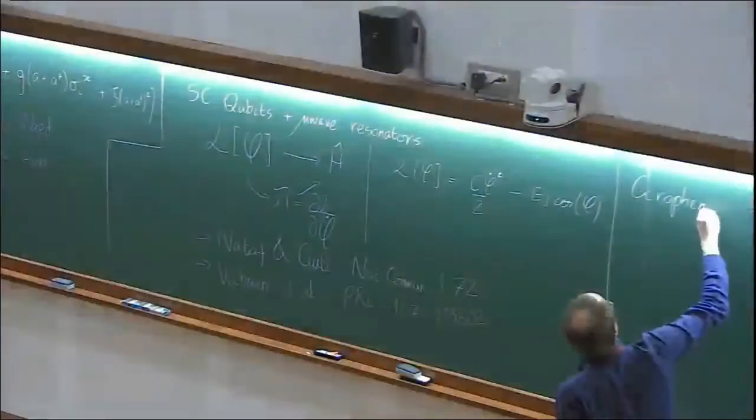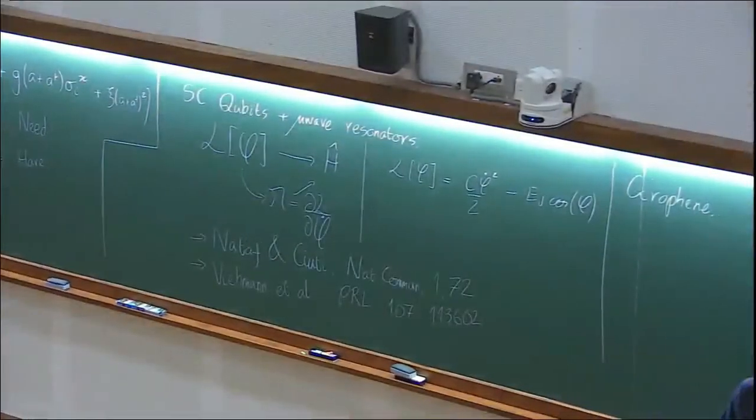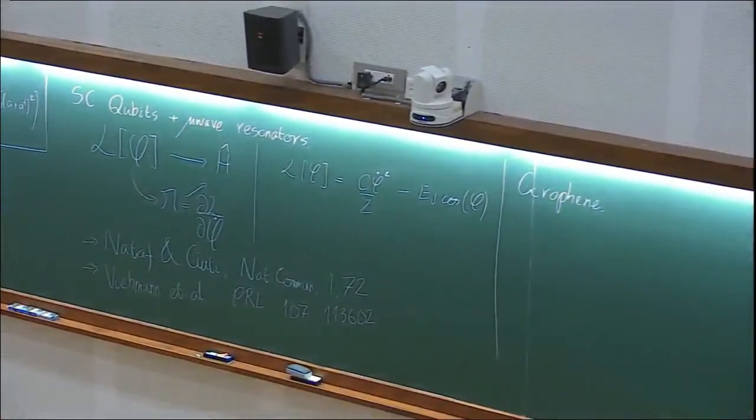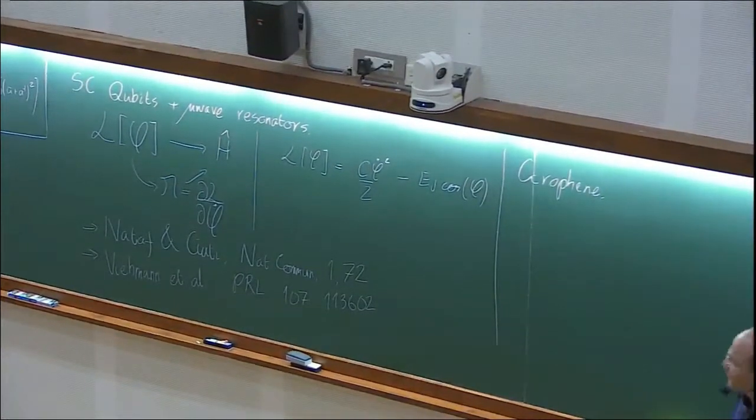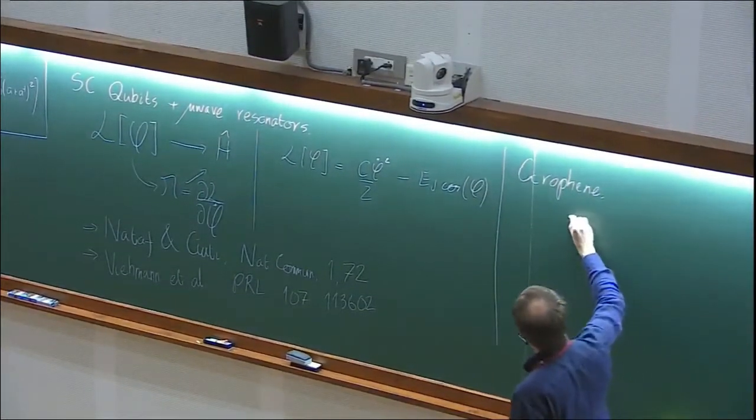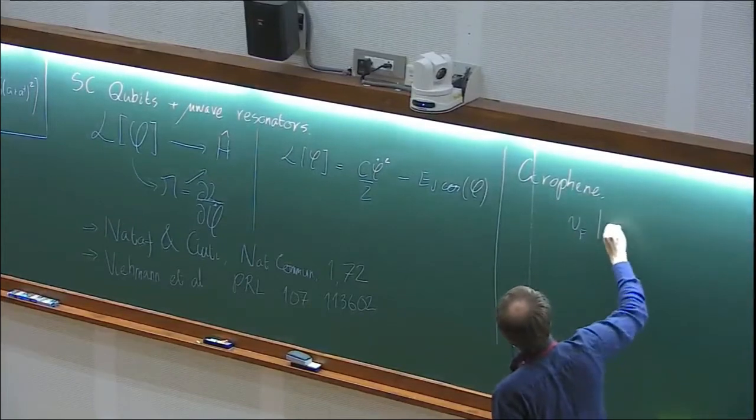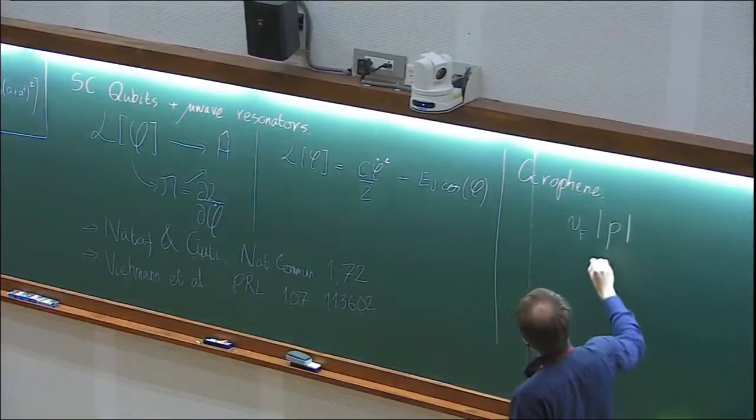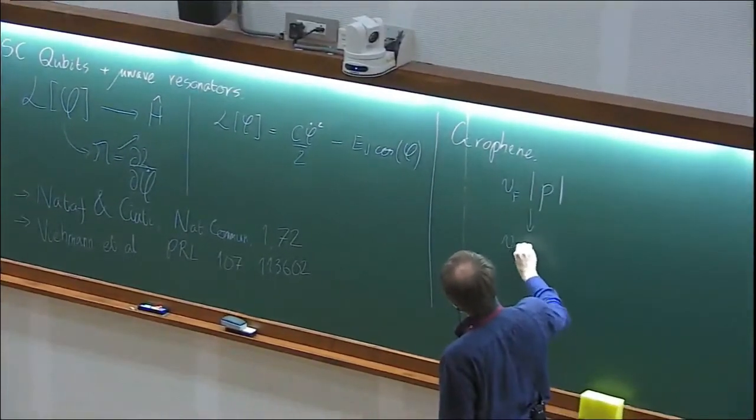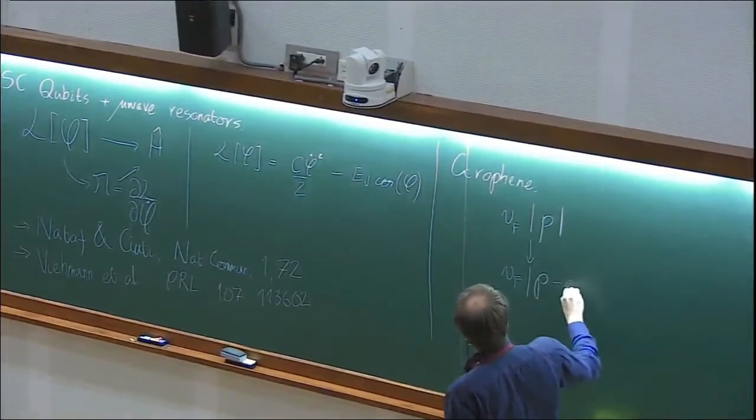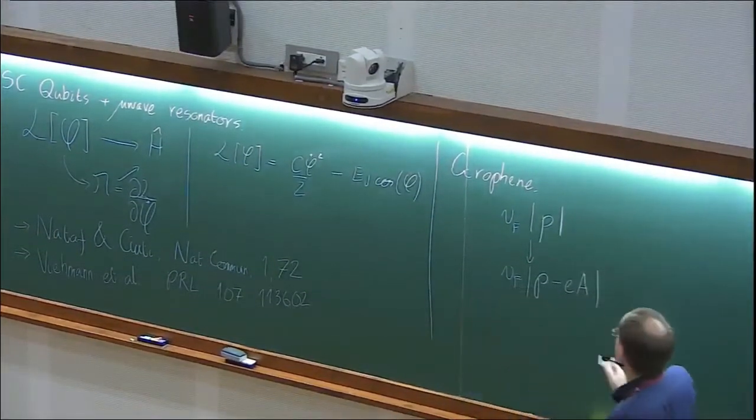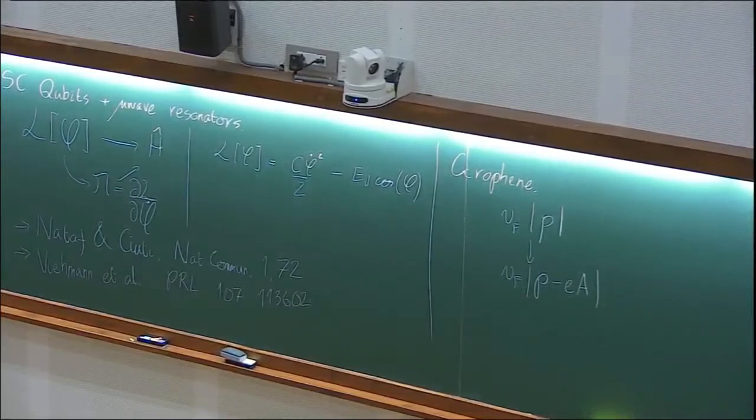And why would graphene be interesting in this case? Well, if you write down the low energy Hamiltonian for graphene, it looks like some Fermi velocity times the modulus of momentum. And then when you do minimal coupling, you get the Fermi velocity times the modulus of P minus eA. It's a linear dispersion, so there's no A squared term. So does this mean that in a material like graphene, the A squared term goes away?